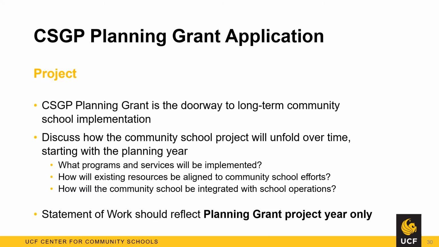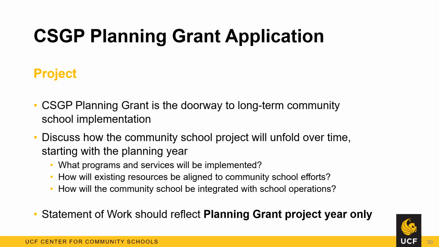In the project section, expand upon what the partners hope to accomplish with the Community School Grant Program funds. Think about the programs and services that you would like to implement. How do they align with the needs of the school and the community that you already mentioned in the needs section? What existing resources are there in the school? How will those align to the community school effort? How will it enhance the work? How will the CPS integrate within the school so that it is not siloed or viewed as a separate program?